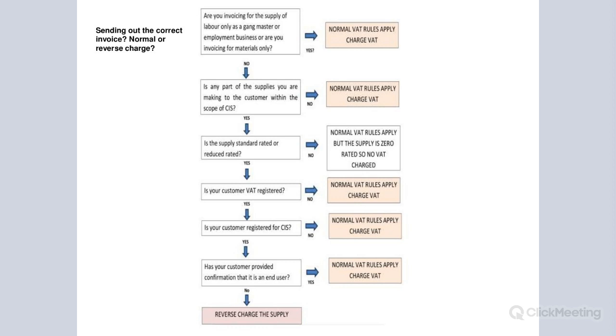Is your customer VAT registered? Let us imagine that you're working for a householder. The immediate answer would be no, and normal VAT rules would apply.